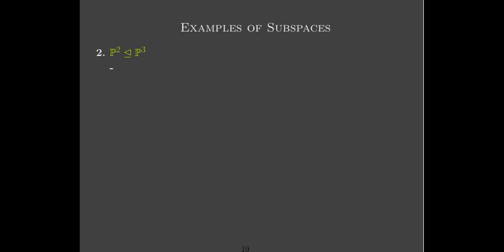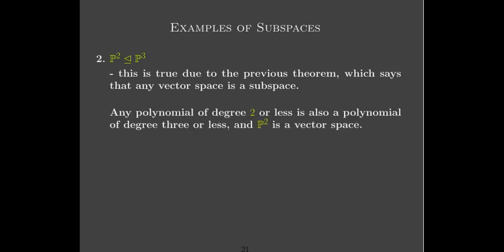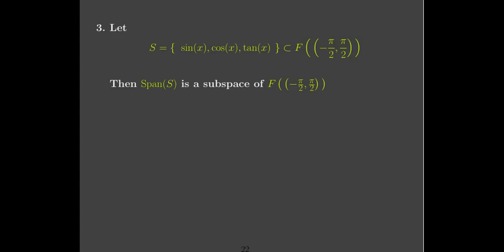P2 is a subspace of P3. Remember, P2 is a vector space. It is the vector space of all polynomials of degree 2 or less. And P3 is the vector space of all polynomials of degree 3 or less. And so automatically, since I know that P2 is contained in P3, any polynomial of degree 2 or less is also a polynomial of degree 3 or less. And P2 is a vector space, and since it's a vector space, it must be a subspace.